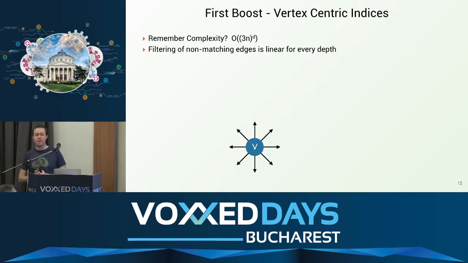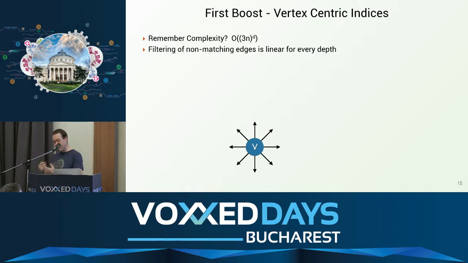But now let's talk a bit about the problems that you have with graph databases. First of all, you remember the complexity. It scales to the power of depth, 3 times n to the power of depth, because the filtering of non-matching edges is linear.